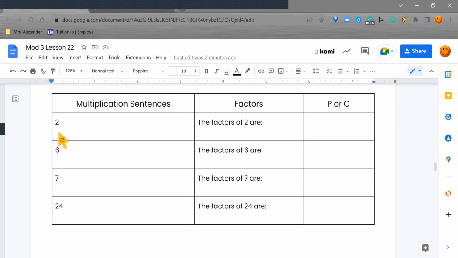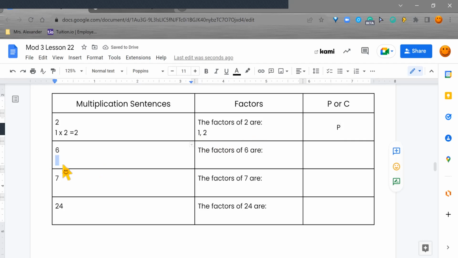We have 2. We're going to write it as a multiplication sentence. I have 1 times 2 equals 2. Is there any other number I can think of to get me 2? No. So my factors are 1 and 2. And we just learned that a prime number is a number that's only multiplied by 1 and itself and no others. So 2 is a prime number.